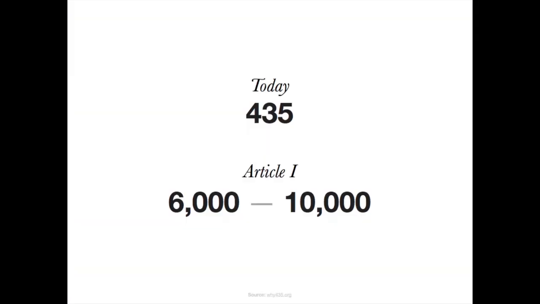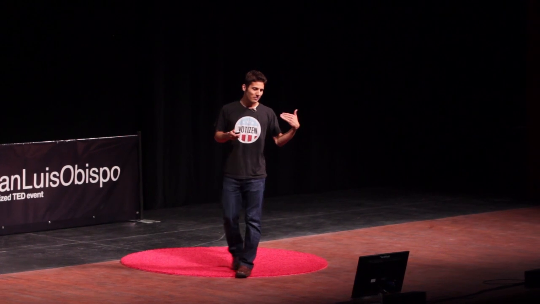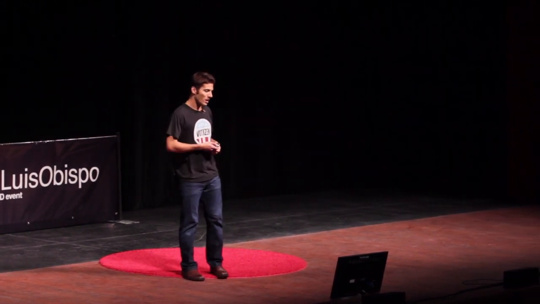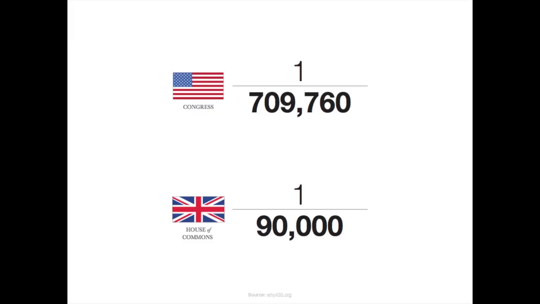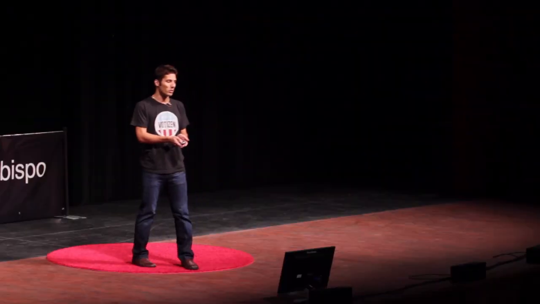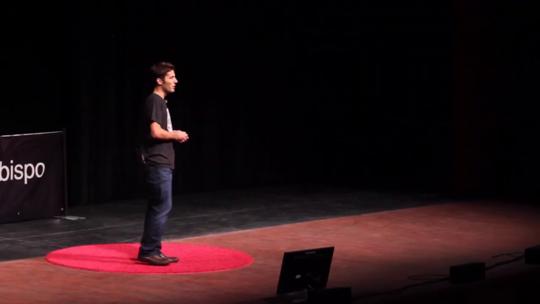If we followed Article 1 and continued to increase Congress as the framers intended, we'd have between 6,000 and 10,000 representatives in Congress. That may be a little unwieldy, but at least the people in Congress would be closer to us. So this is what our democracy looks like compared to the UK House of Commons. Greatest democracy in the world, House of Commons, one representative for every 90,000 people. A little more reasonable. For us, again, 709,000.